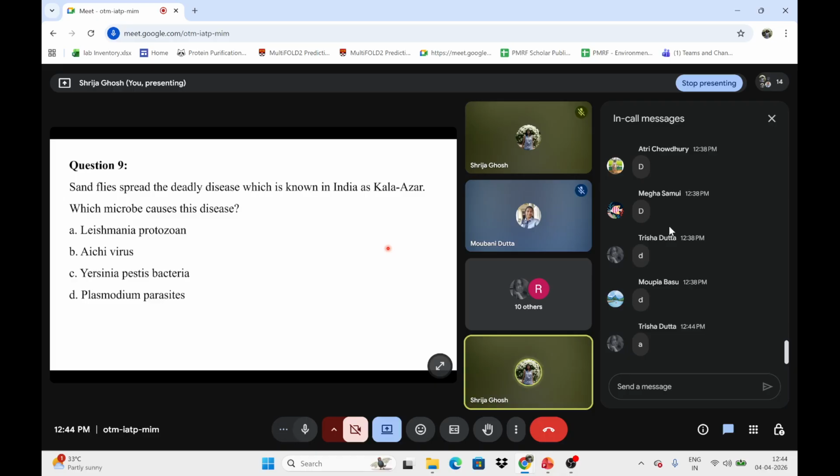Moving on to the next question. Sandflies spread the deadly disease which is known in India as Kala Azar. Which microbe caused this disease? Options are Leishmania protozoan, Ike virus, Yersinia pestis bacteria, and Plasmodium parasites. Sandflies spread the deadly disease which is in India known as Kala Azar. Which microbe caused this disease?